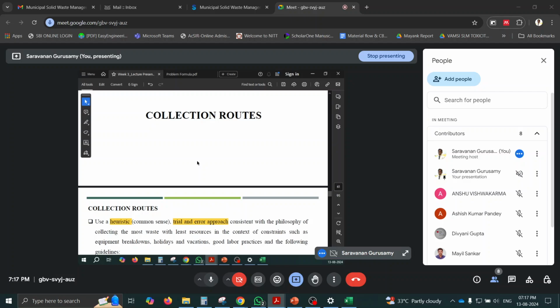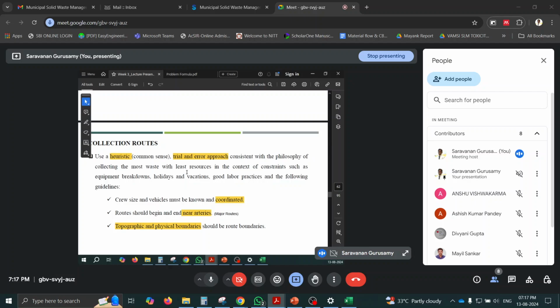Then collection routes. This is again a simple design by trial and error approach. If we are given a map of Chennai, one location. Chennai has maybe 100 wards. So in one ward we have to collect waste. One ward may have 1,000 or 2,000 households, with each house having 3 people generating 1 kg of waste per day.